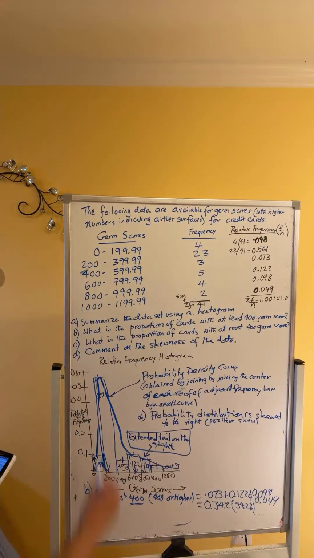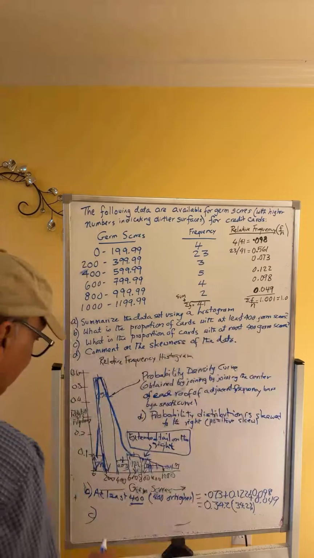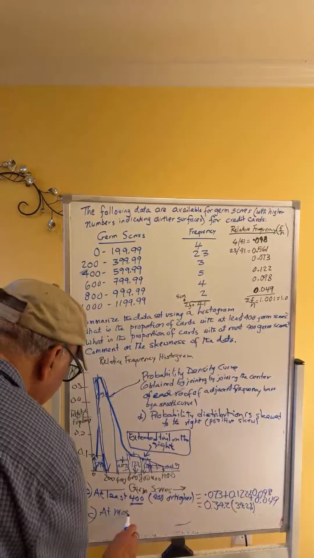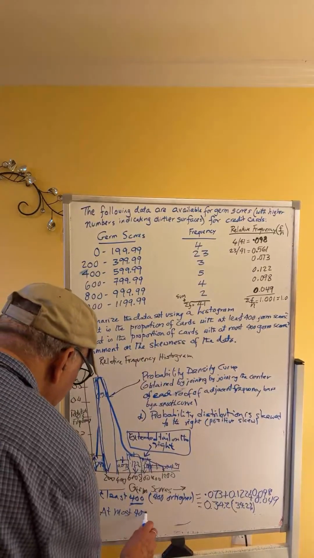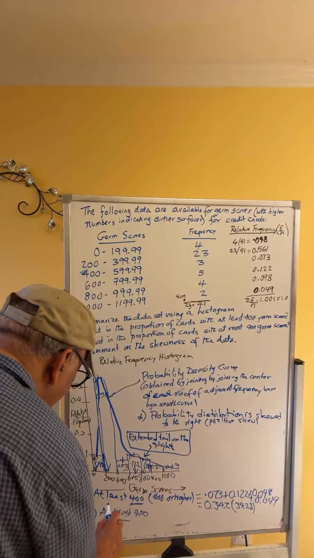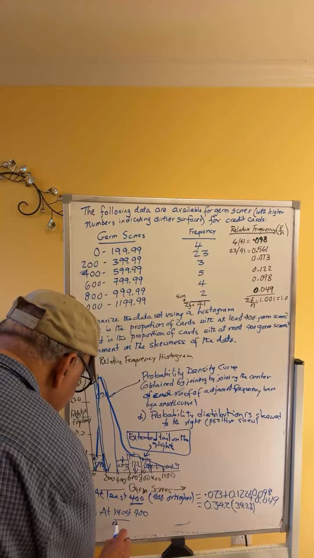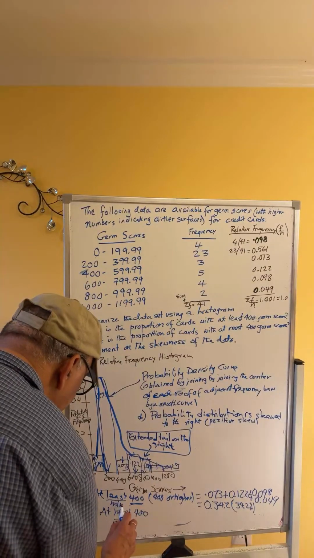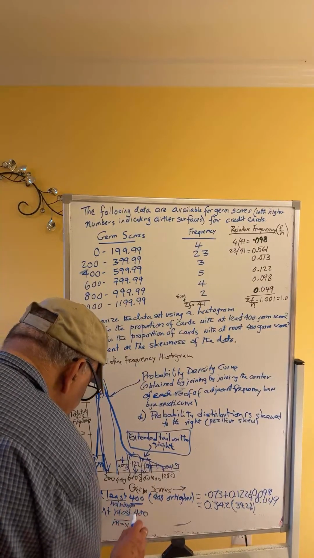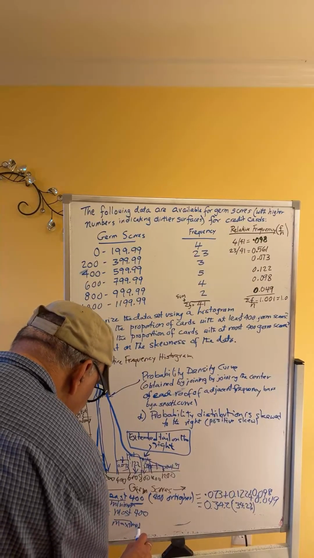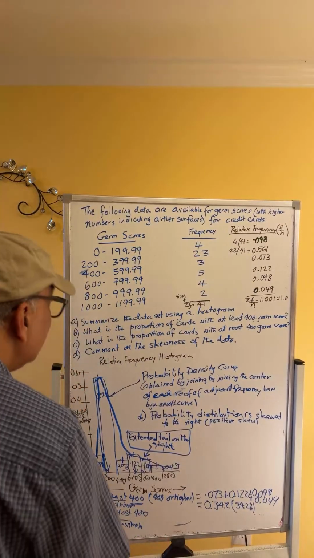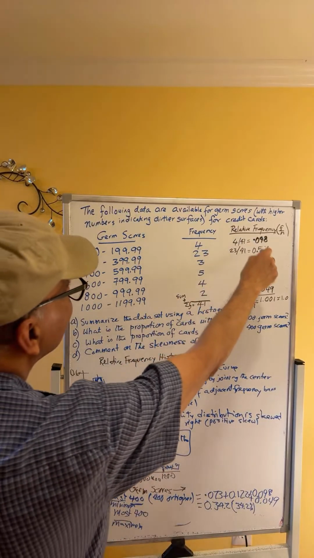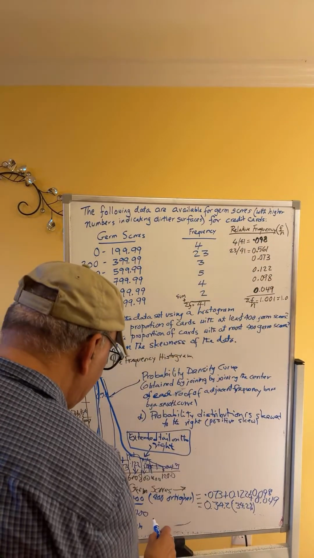Part C. Proportion of cards with at most. At most means the maximum value is 400. At least is lowest, at most is maximum. At least means minimum. At most means maximum. Okay. Maximum 400. So you got to add only the relative frequency of the first 2 classes.